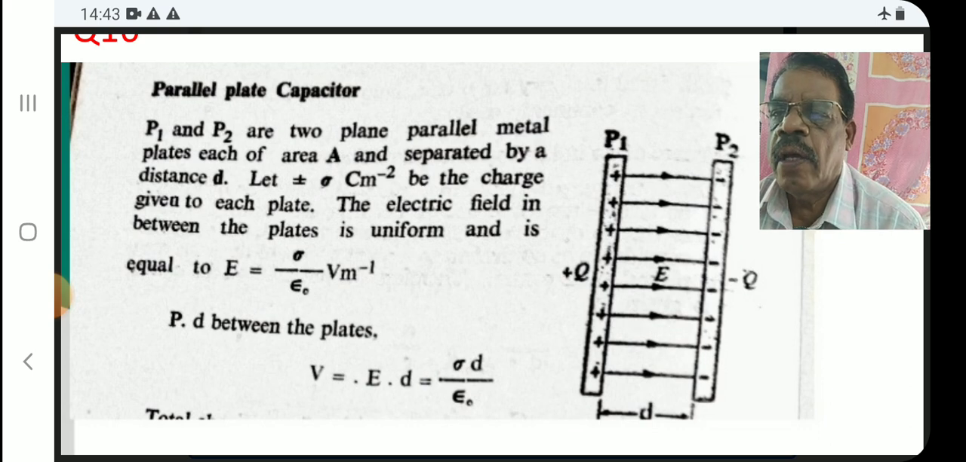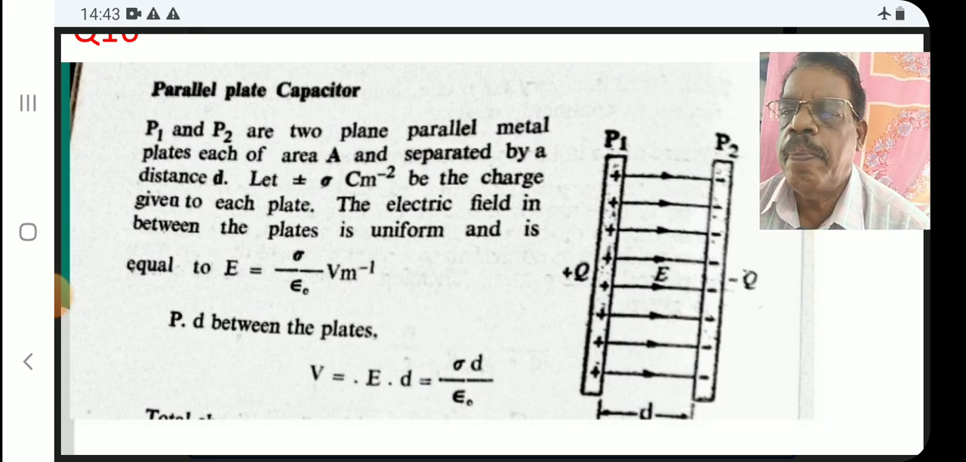So here, P1 and P2 are 2 parallel metal plates, each of area capital A separated by a distance D.